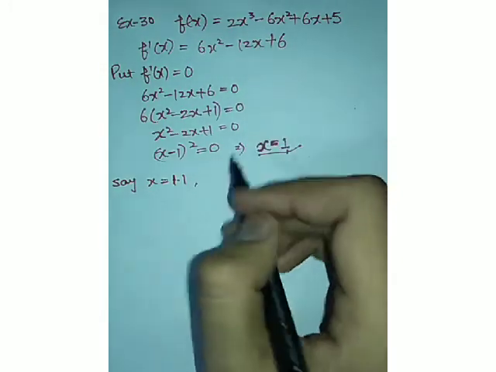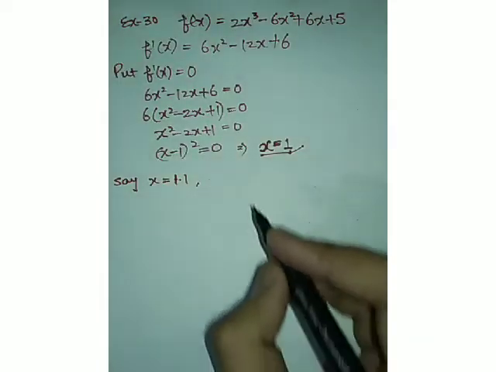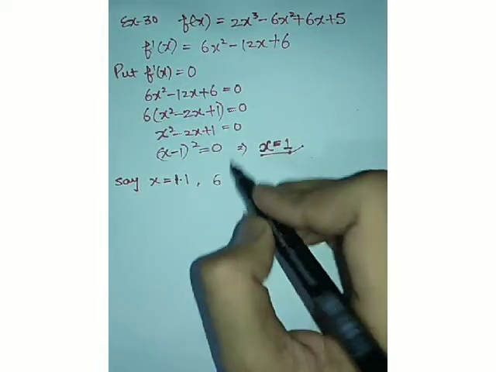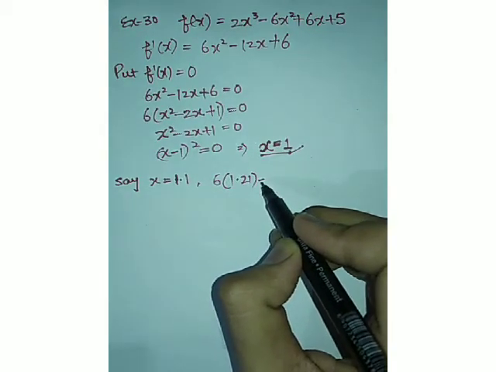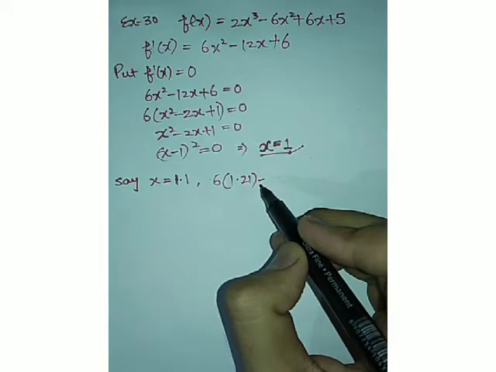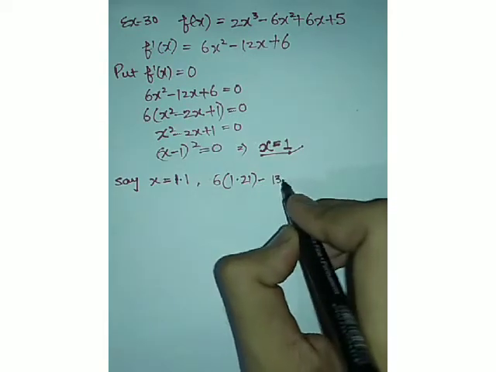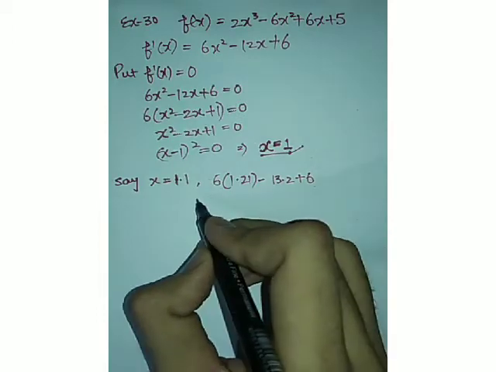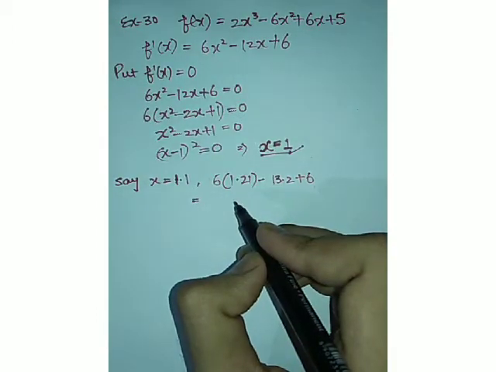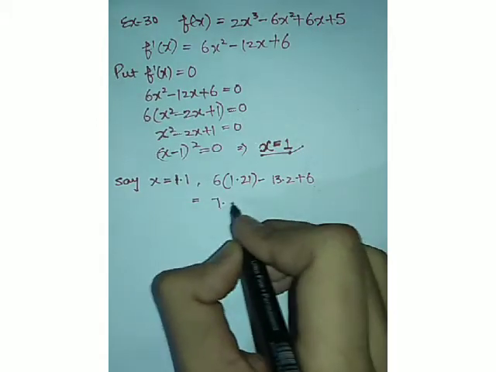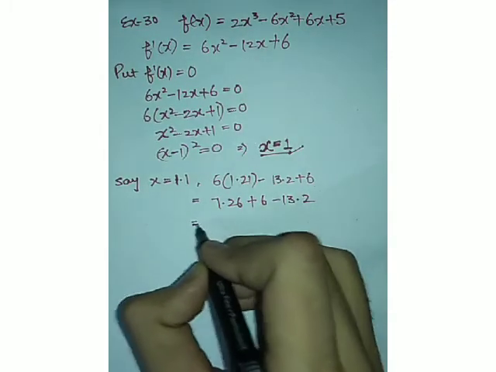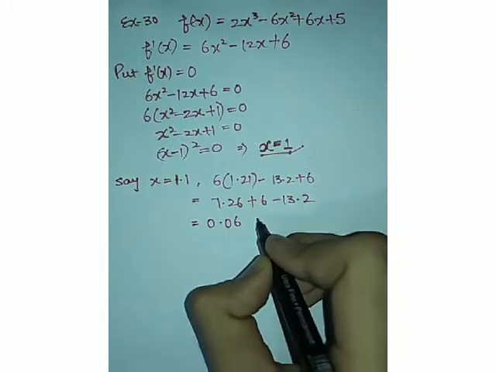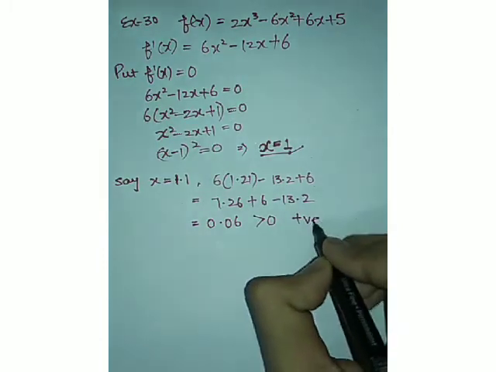Alright, if you want, let us check. When you take the square of 1.1, you will get 1.21. Minus, when you multiply 12 by 1.1, you will get 13.2, plus 6. All right, and 6 multiplied by 1.21, you will get 7.26, plus 6 minus 13.2. After solving this, you will get 0.06, which is greater than 0. It means the sign is positive.